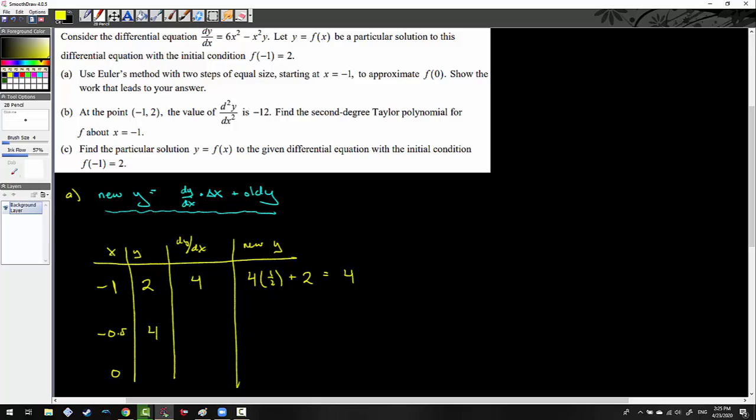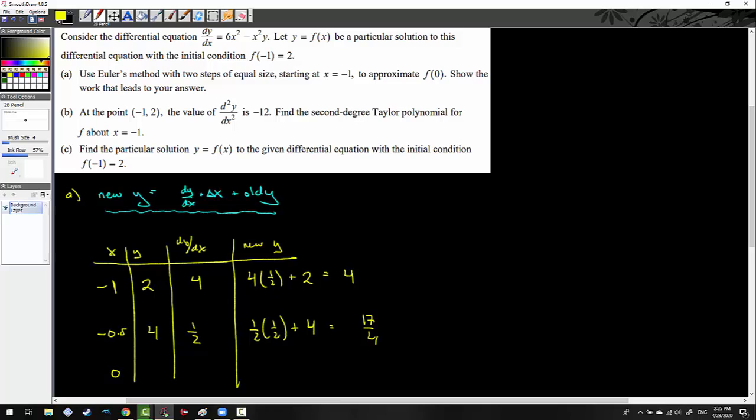After plugging all the negative 0.5 and 4s back into dy over dx, and I encourage you to pause, that way you can figure it out on your own, you should end up getting 1/2 as your dy dx. And then your dy dx times delta x plus old y, which is 4, and that's actually going to equal 17 over 4.